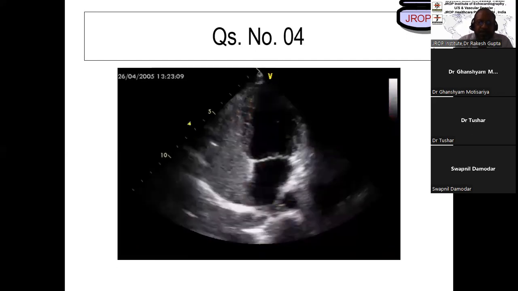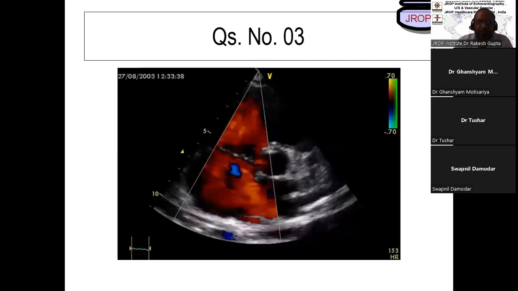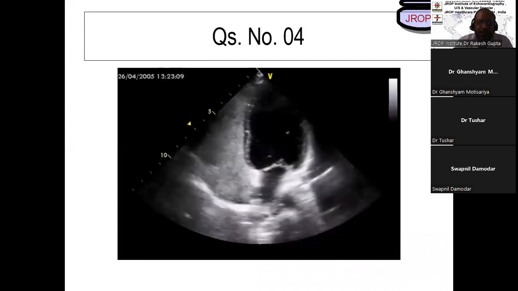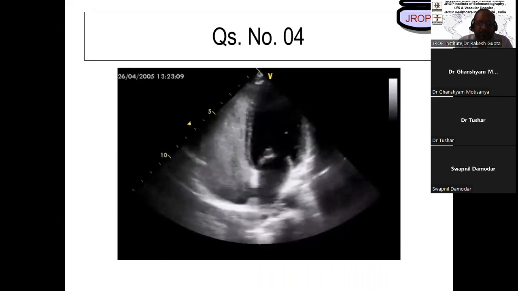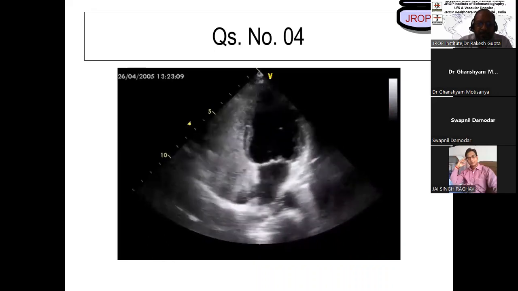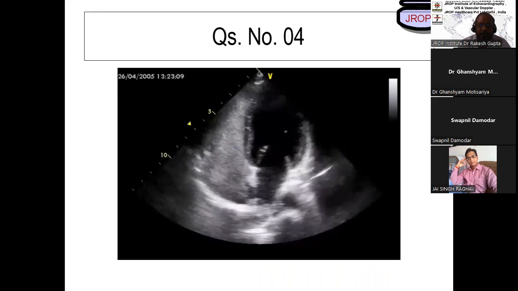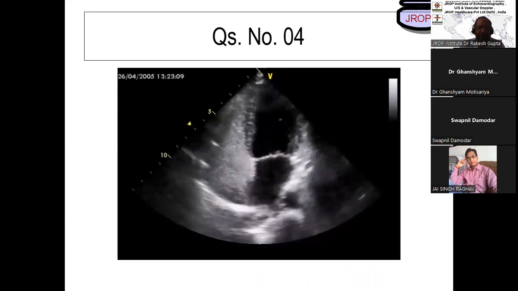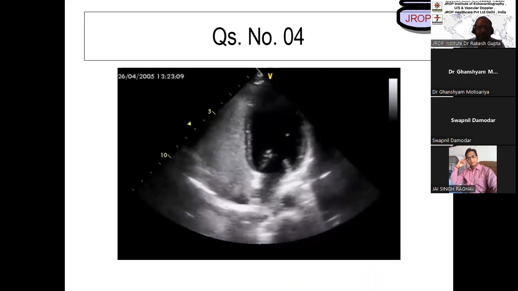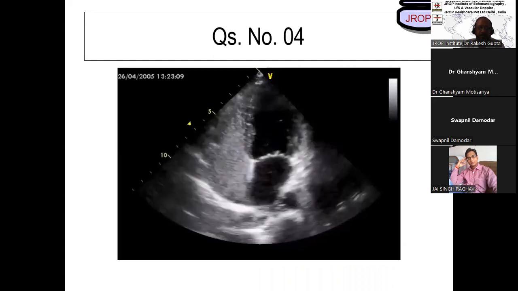What else? A very important, interesting topic in this slide: do you see any ASD or not? First of all, look, you already got 2 out of 4. The contrast can be seen entering the left atrium. Normally it should not, because it would get destroyed in the pulmonary circulation. But here, because of the ASD, the agitated saline is coming into the left atrium.